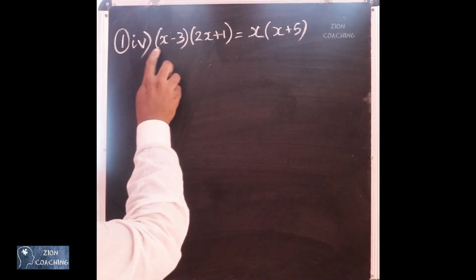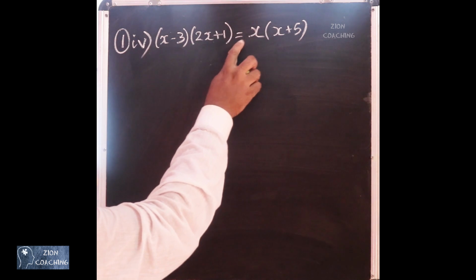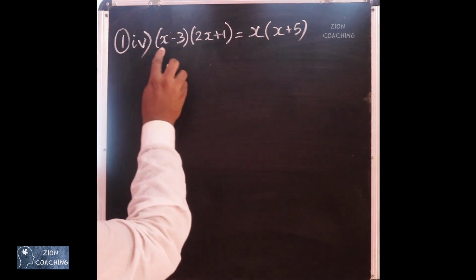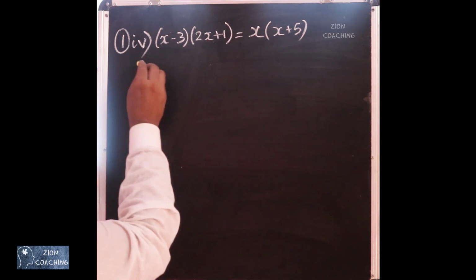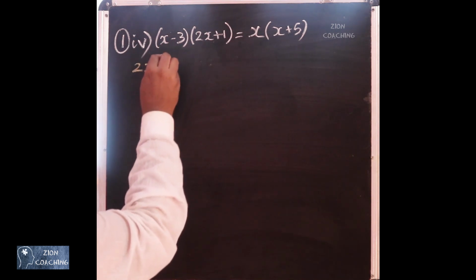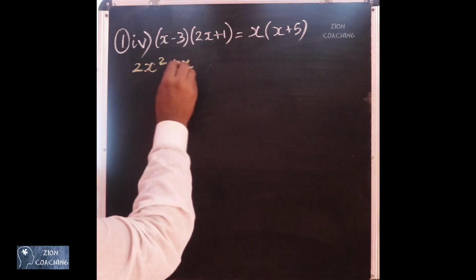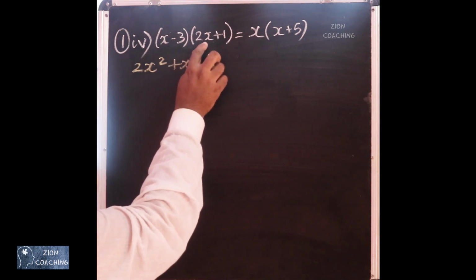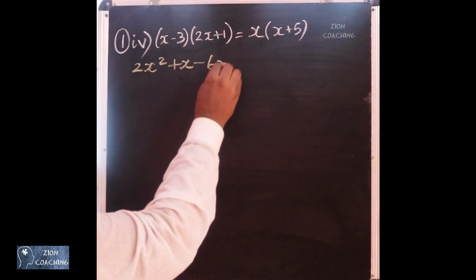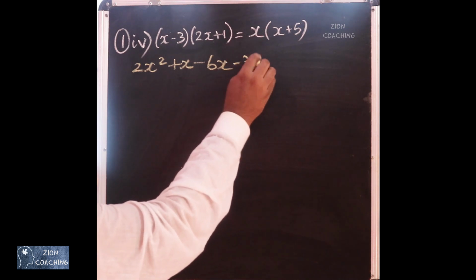In this subdivision we have x minus 3 into 2x plus 1 equal to x into x plus 5. Now we are going to multiply by x. X into 2x is 2x squared. X into 1 is x. Then we are going to multiply by minus 3. Minus 3 into 2x is minus 6x. Minus 3 into 1 is minus 3 equal to.